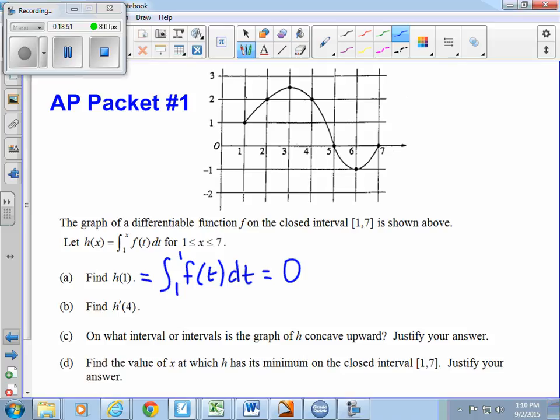Any questions about that? Find h prime of 4. What is h prime of 4 going to equal? f of 4, right? Everyone agree? h prime of 4 is the same as f of 4. Which is?